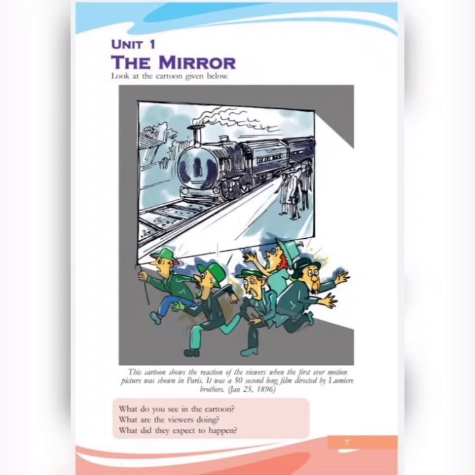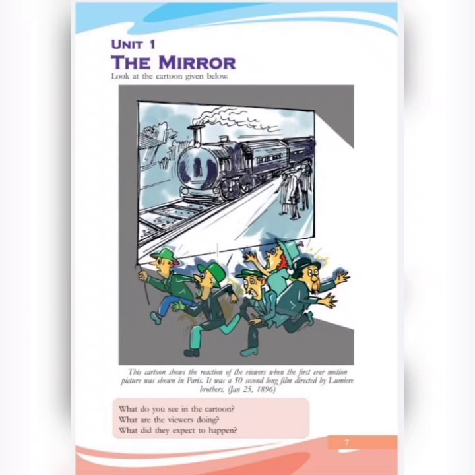Now, we can go to your English textbook. Then Unit 1, the mirror. Do you like watching movies? Yes, most of us like to watch movies. Now we can see so many movies from different channels of television. Look here. This unit starts with a cartoon. This cartoon is from a short film and it shows the reaction of the viewers when the first ever motion picture was shown in Paris. Look at this picture.